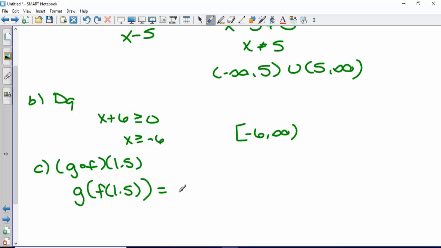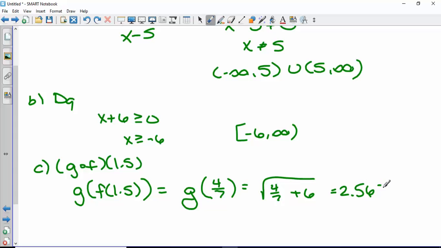When you do that, wait, am I looking at the wrong question? Yes, sorry, I was looking at the wrong question. It was -2 over x minus 5, sorry. So -2 over 1.5 minus 5. And that gives you 4/7. So we're doing G of 4/7. So you go to G, and if you plug in the square root of 4 over 7 plus 6, you get 2.5635.